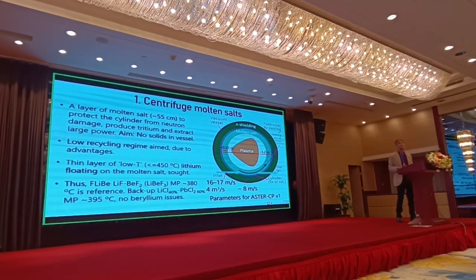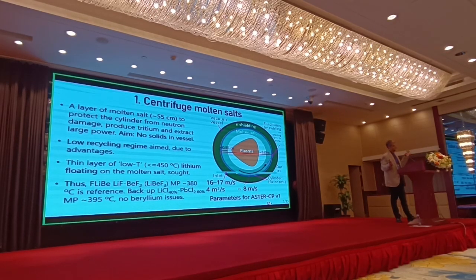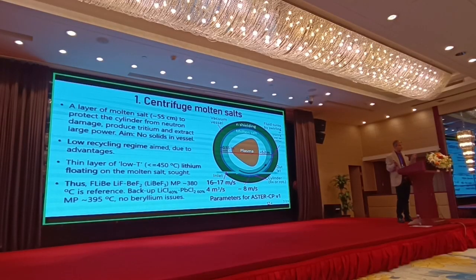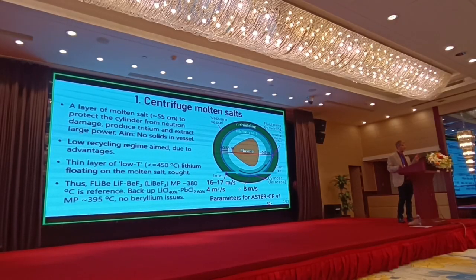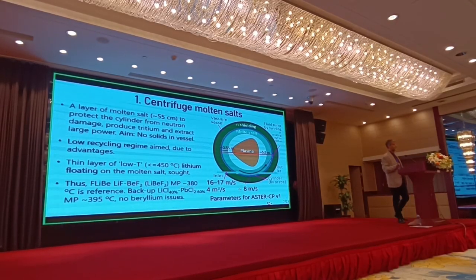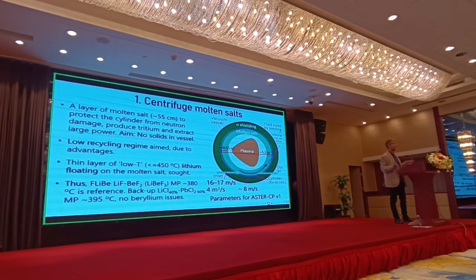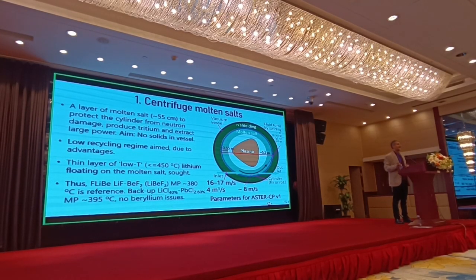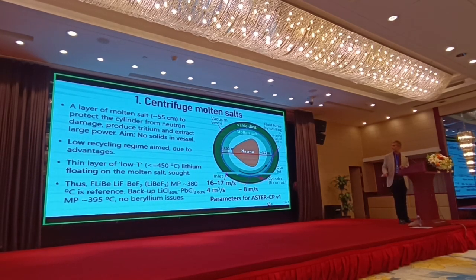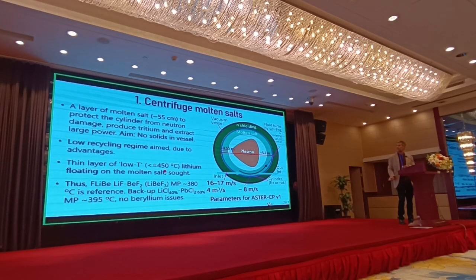The first element would be a layer of about 55 centimeters of thickness to produce the tritium, to extract the power, and very important in this case, to protect the cylinder from neutron radiation. We aim at a low recycling regime because of the advantages that we all know. So we need a thin layer of liquid lithium at less than 450 degrees centigrade on the molten salt, if possible. We'll see. For that, we need a low melting point molten salt, like this type of fluoride, and as a backup, lithium chloride, lead chloride.